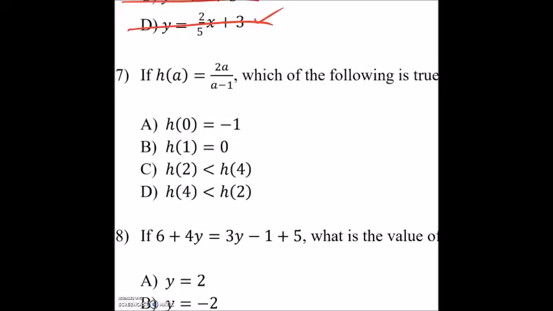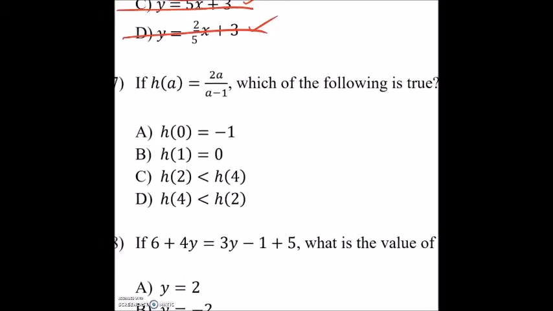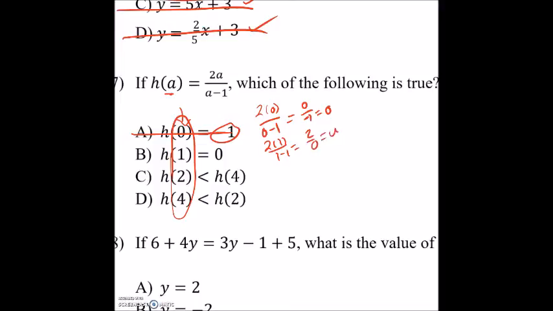Looking at number 7, which of the following is true? Please remember the numbers that are here, we get to substitute for the letter in the parentheses. So for the first one, I have 2 times 0 over 0 minus 1, so that's 0 over a negative 1, which in this case would be 0. That's not true. When I plug in a 1, 2 times 1 over 1 minus 1, we end up with 2 over 0, and that's undefined, so that can't be my answer.